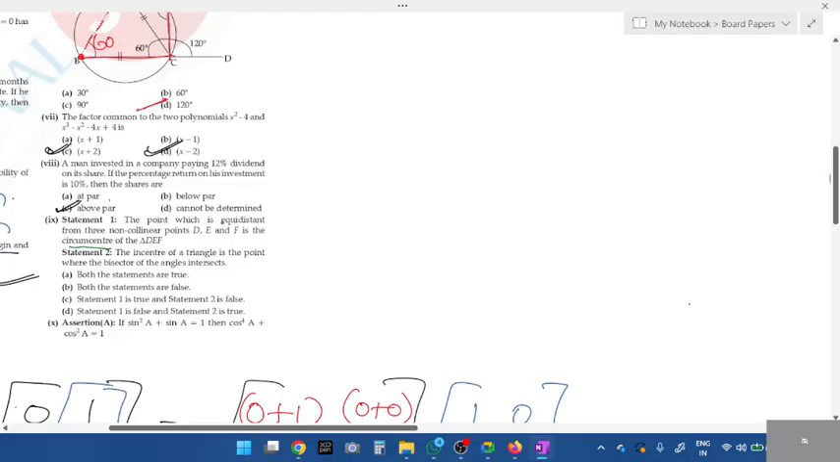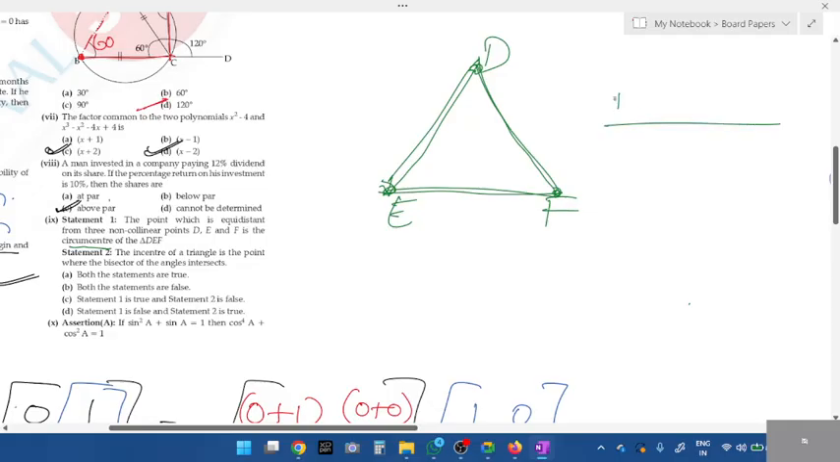Construction, equidistant. A point which is equidistant from three non-collinear points. Non-collinear is not a straight line. It is like this. DEF. I didn't teach all this. We are going to start on Monday. But for now, just remember the concept. DEF are three non-collinear points. Collinear is a straight line. See, this is DEF, collinear lines.